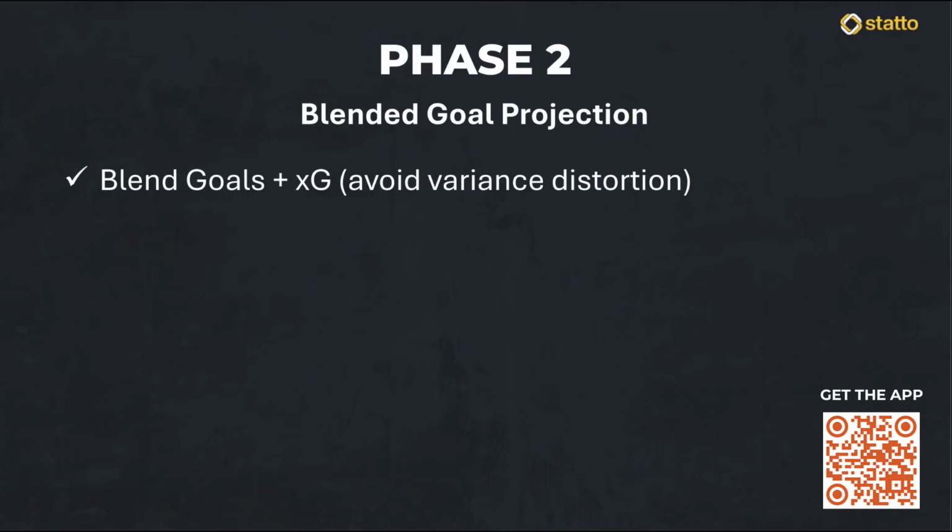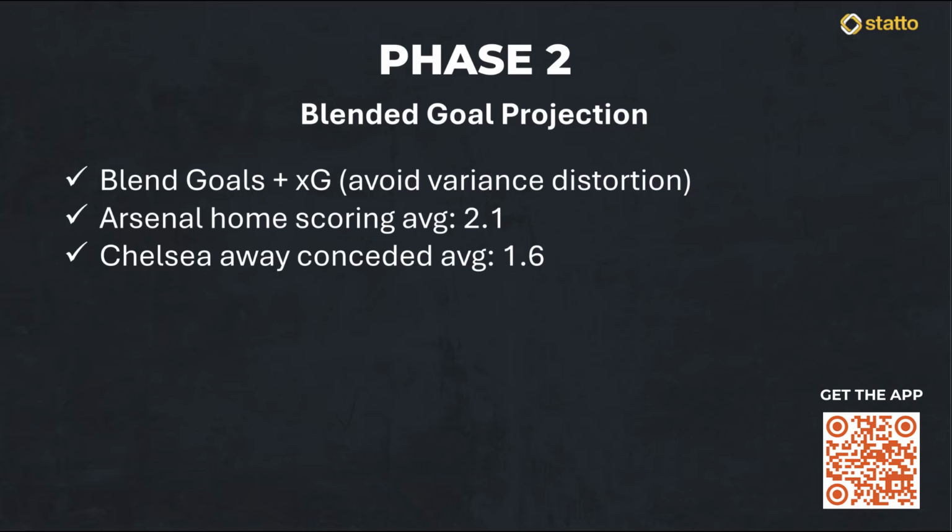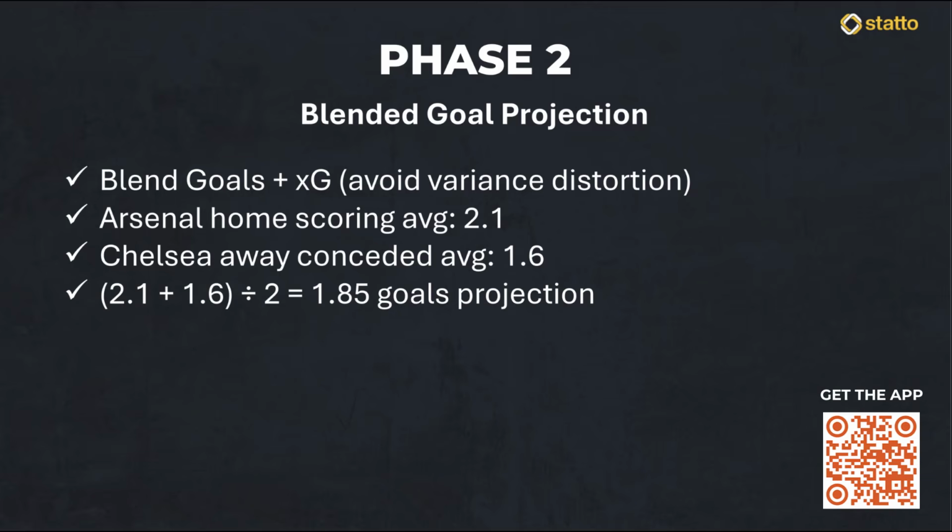Let's look at our Arsenal versus Chelsea example. First, we project Arsenal's goals by taking their home scoring average of 2.1 and adding it to Chelsea's away conceded average of 1.6. We divide that by 2 to get a goals-based projection of 1.85.